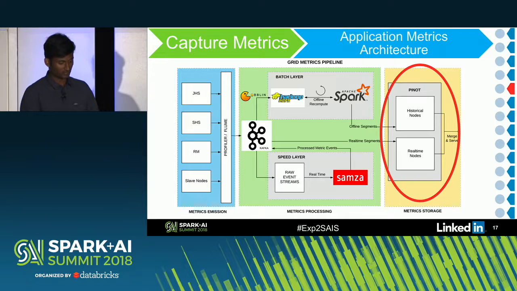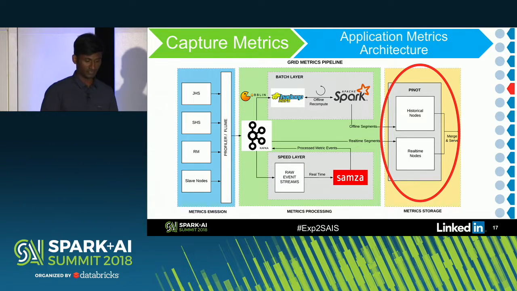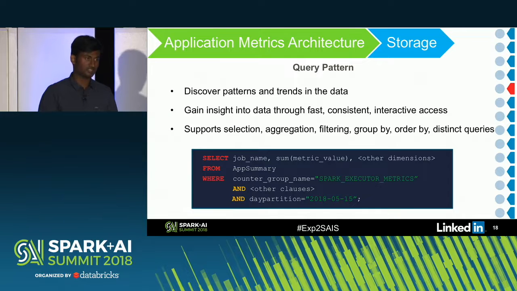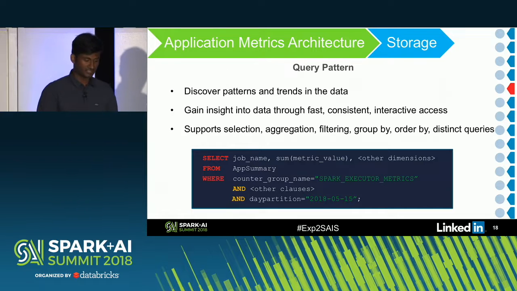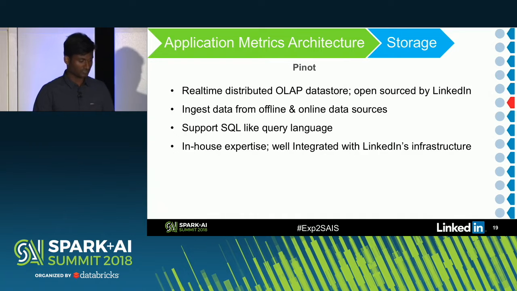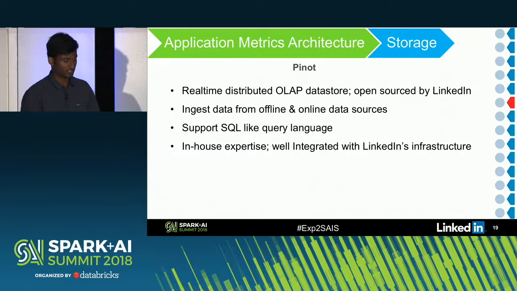So with that, we will now look into the storage. Before we look into what kind of storage we need, it would be good to look into what kind of query pattern we are looking at. We are essentially looking at an analytics OLAP kind of use case, where we want to discover patterns and trends in metrics. Typical queries are: do some aggregation on Spark executor metrics, aggregate it at an application level, and then filter it by which cluster it ran in, which queue, which user, and so on. These kinds of questions answer all of the issues that we saw in the beginning. And Pinot was the apt data source that we could use.